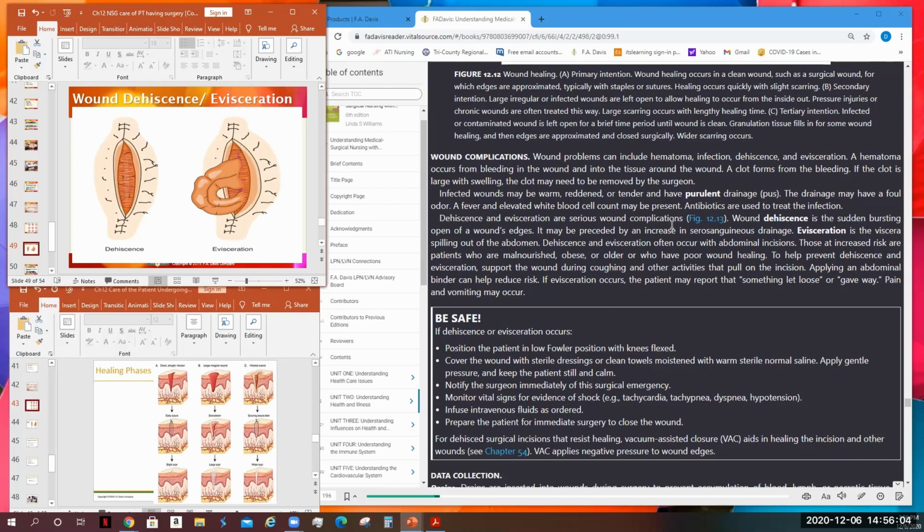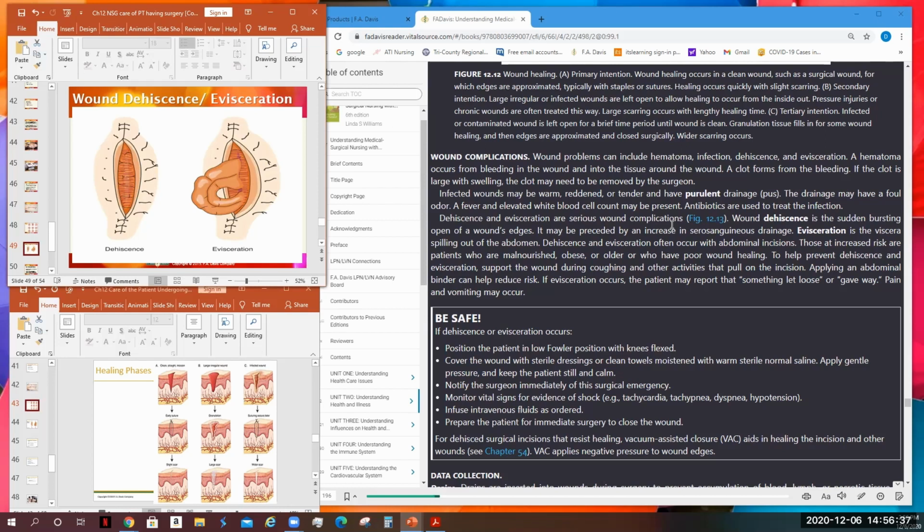Wound dehiscence is the sudden bursting open of the wound's edges. It may be preceded by an increase in serosanguinous drainage. Evisceration is the viscera spilling out of the abdomen. Dehiscence and evisceration often occur with abdominal incisions. Those at increased risk are patients who are malnourished, obese, or older, or who have poor wound healing.